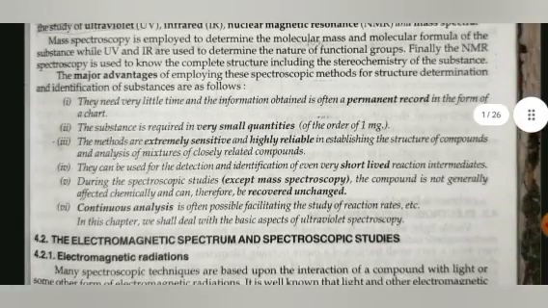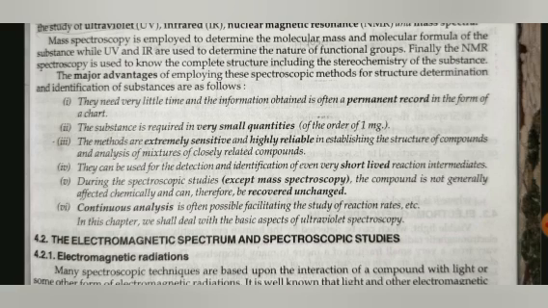Mass spectroscopy is employed to determine the molecular mass and molecular formula of the substance, while UV and IR are used to determine the nature of the functional group. Finally, NMR spectroscopy is used to know the complete structure, including the stereochemistry of the substance.